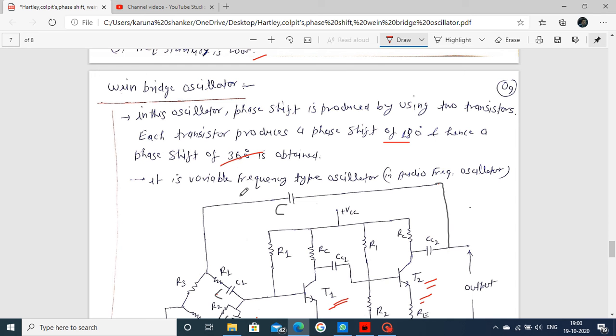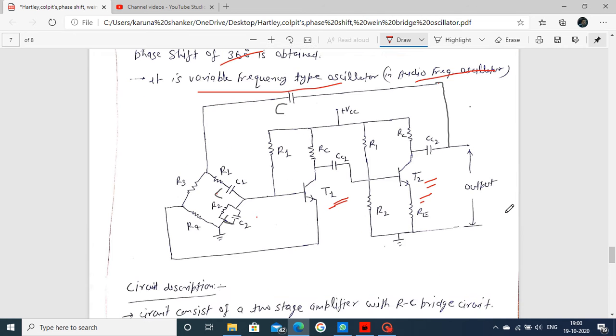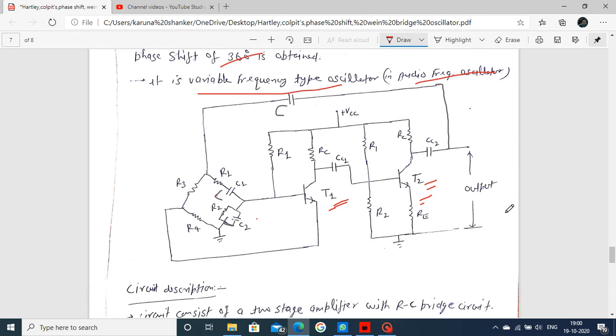obtained. This generates a variable frequency type of oscillator. The Wien bridge oscillator is a variable frequency type of oscillator. This is generally used as an audio frequency oscillator. This is also called an audio frequency oscillator.